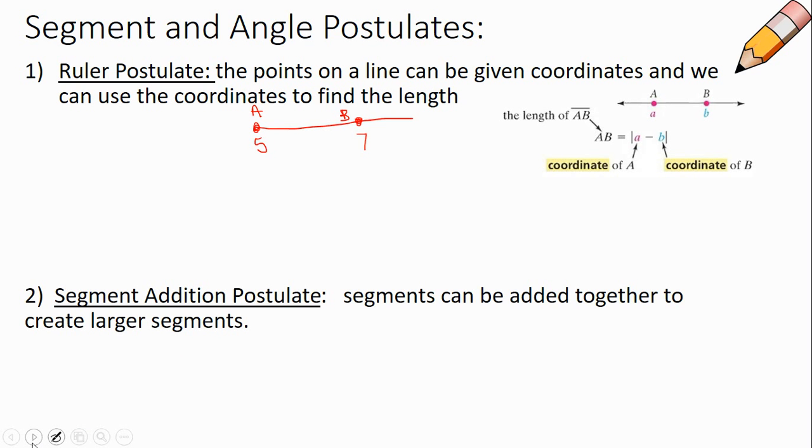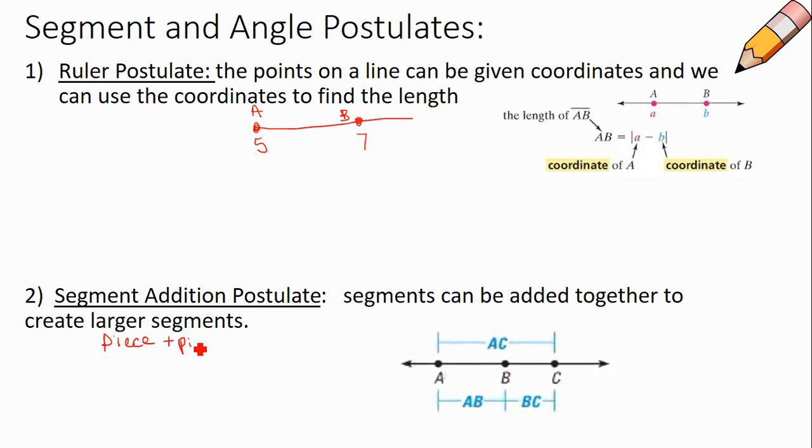The Segment Addition Postulate says that segments can be added together to create larger segments. So it's legal to add segments together, not just numbers. If I was going to use this diagram, notice that AB, the length from A to B, is labeled here, B to C goes from B to C here, and A to C is the whole part here. So this postulate really says you can take a piece plus a piece and it will equal the whole.